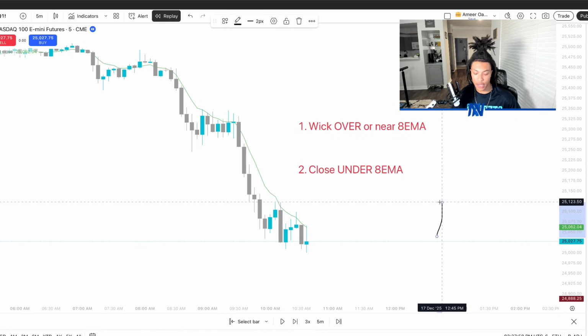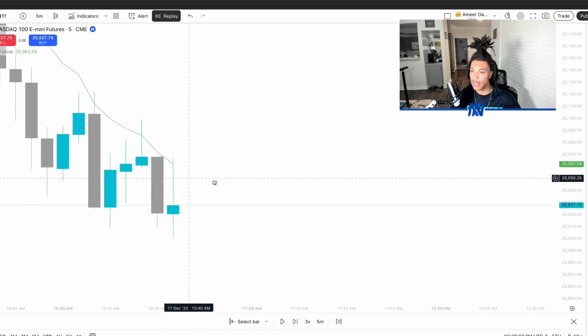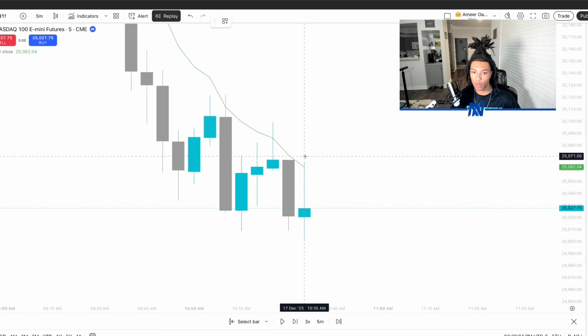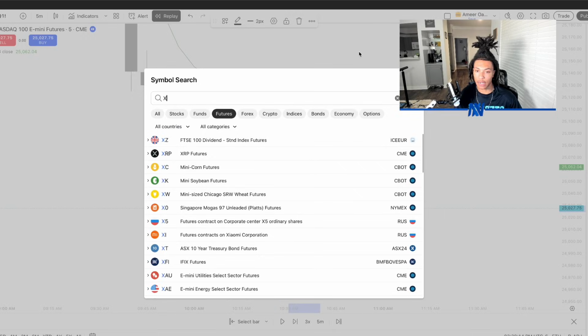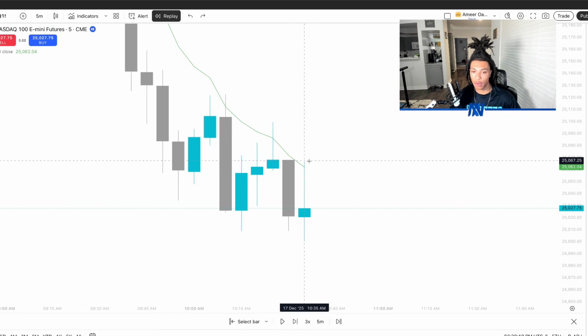And if we zoom in onto this candle, we can see that price ended up wicking right here over this 8 EMA, and then price became weak to the upside, and it ended up closing under right here. But like I said, we didn't even let it close. We just simply wanted to see price come to the upside, stop going to the upside, and then come back under this 8 EMA.